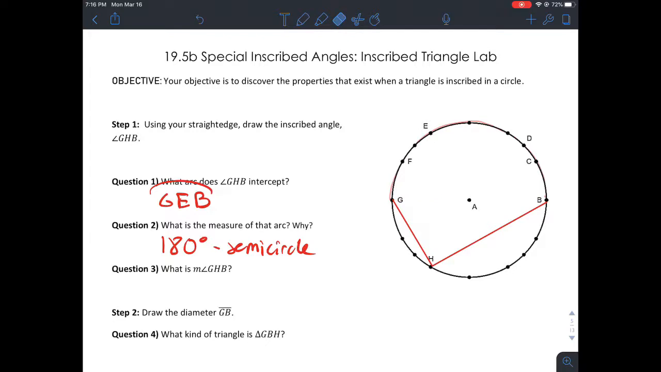Next, it says, what is the measure of GHB? Well, if we know that the intercepted arc here is equal to 180, how much would my inscribed angle be equal to? This is 180. My angle has to be 90, right? So 90. Now it says draw on diameter GB, which I had already had. I'll put it back in there.